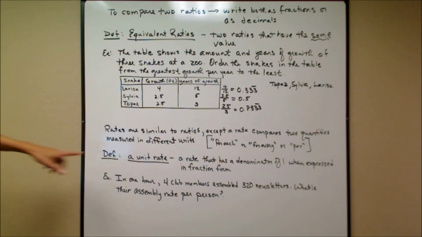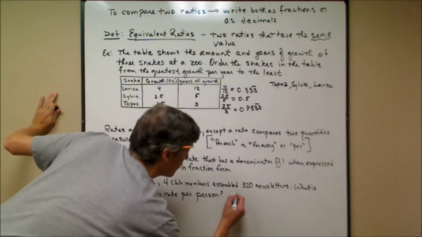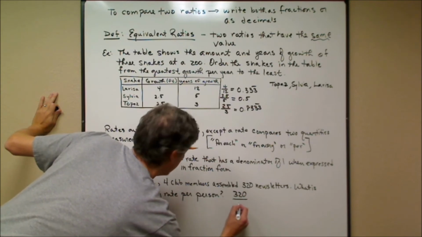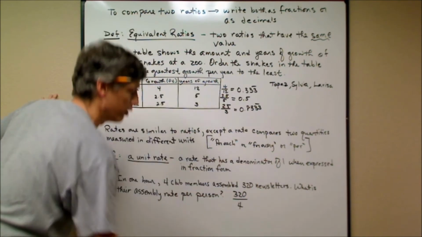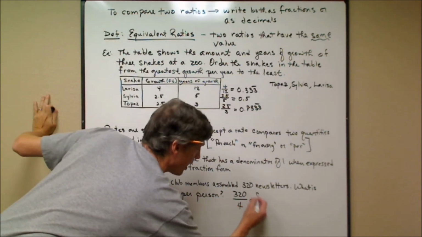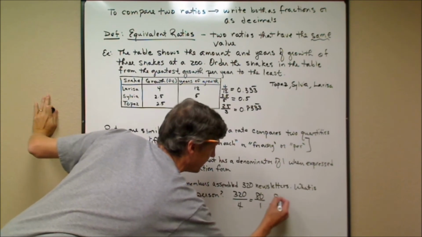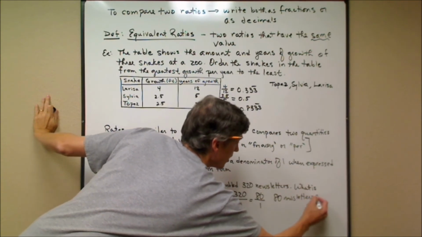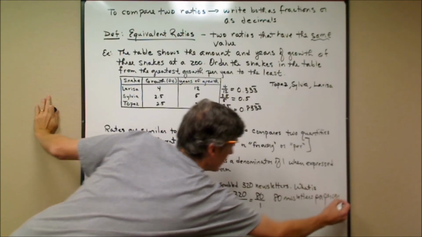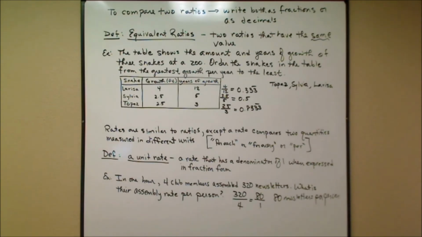So I'm going to do an example with a unit rate here. It says in 1 hour, 4 club members assembled 320 newsletters. What is their assembly rate per person? Well, in this case, they assembled 320 for 4 people. So I need my denominator to be a 1. I'll divide top and bottom by 4. I get 80 over 1, or 80 newsletters per person. And that would be an example of a unit rate.